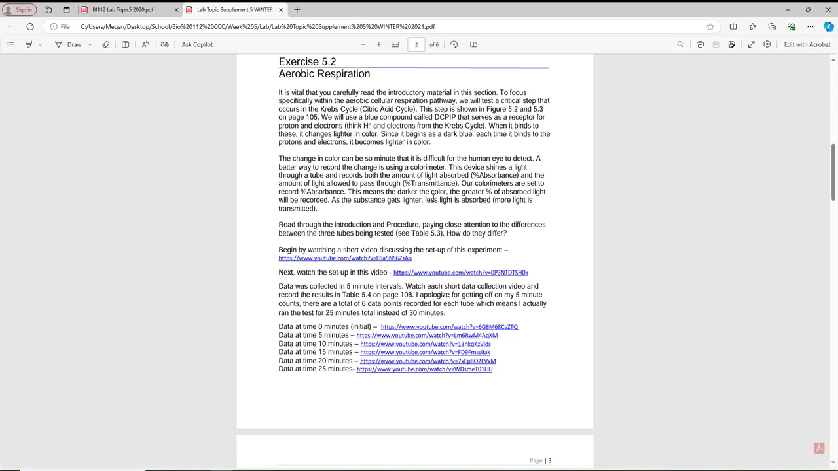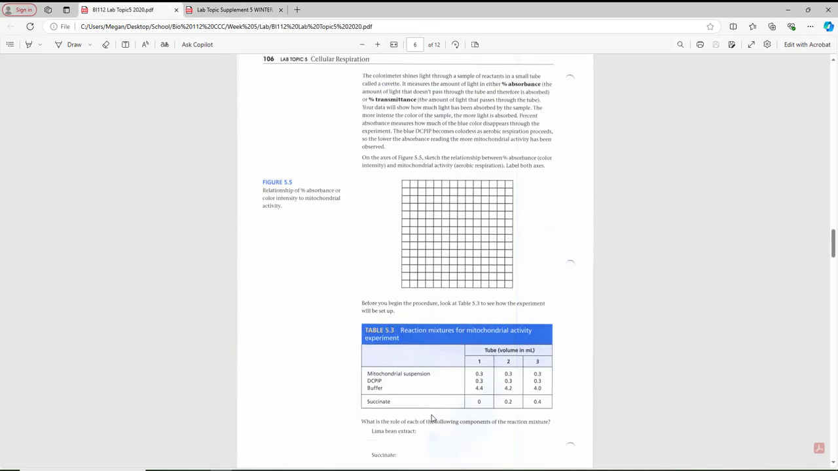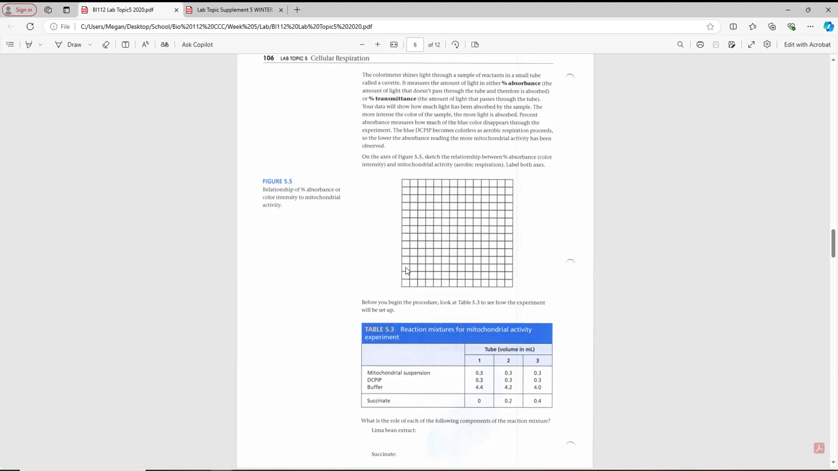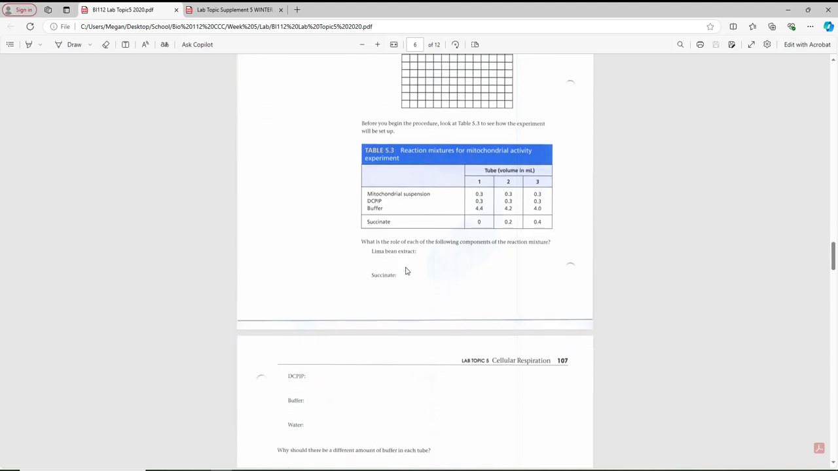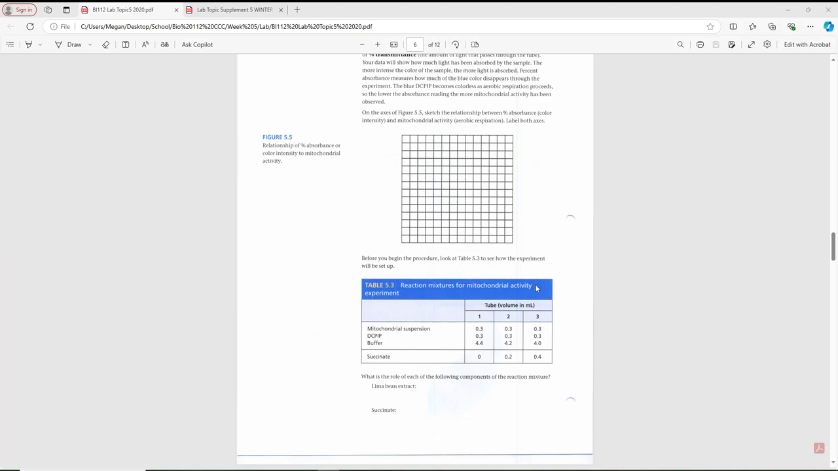Okay, so the darker color means the greater percentage of absorbed light will be recorded. As the substance gets lighter, less light is absorbed. Okay, so more light is transmitted. So you'll see the percentage change throughout the videos. So you'll just record the percentages, and then it'll be another graph that you will draw, and then basically this table shows you exactly what the experiment includes.